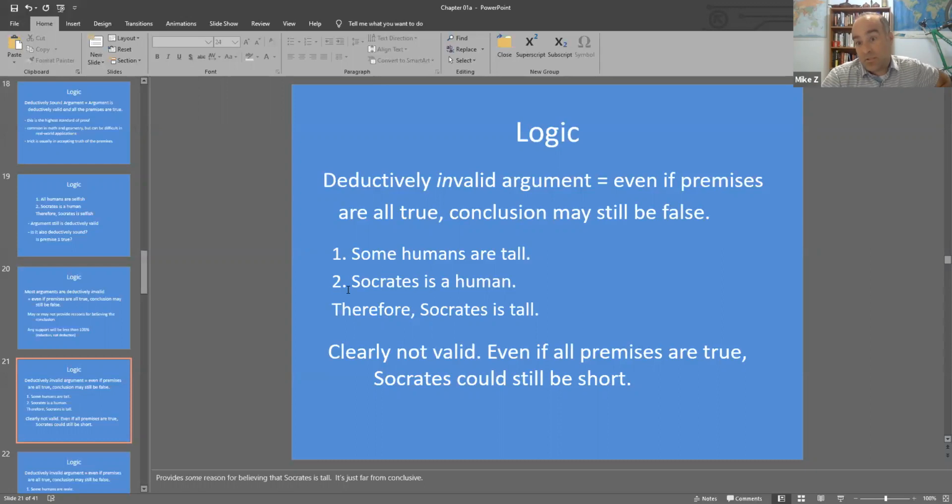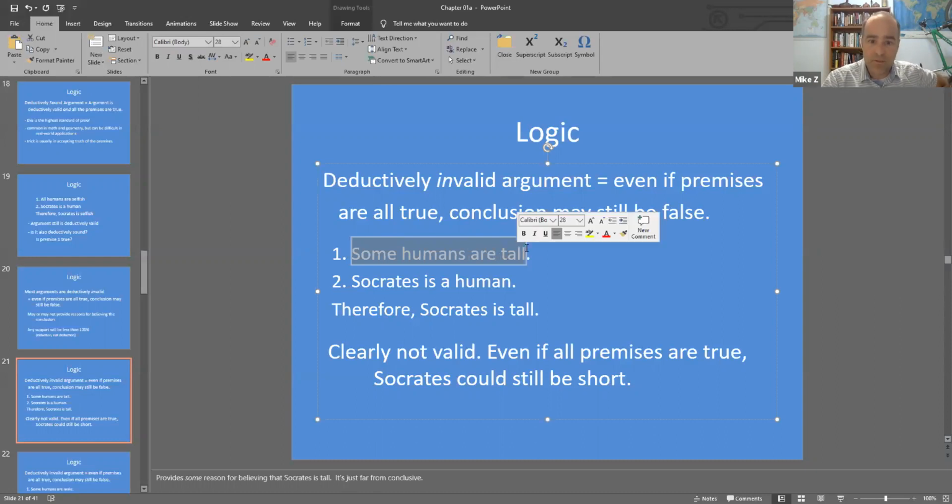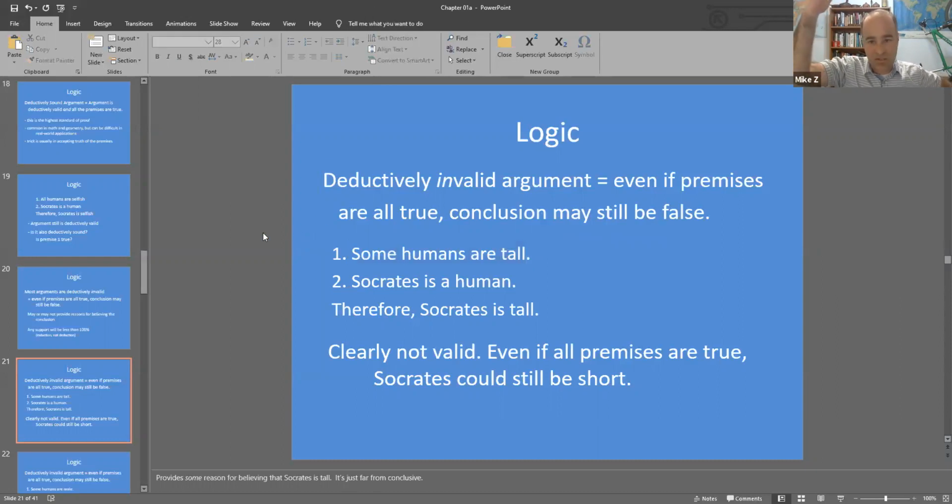Now, it provides some support for the conclusion. If it's true that some humans are tall, which it is, right? If we assume tall means maybe 6 feet and above or something like that, then yeah, it's true that some humans are tall. And again, just take my word for it that Socrates is a human. So even when the premises are true, they provide some support for the conclusion. It's certainly possible that Socrates was tall, but it's also possible that he's short. So it's deductively invalid, and it's a weak argument still, but it is an inductive argument in favor of this conclusion.